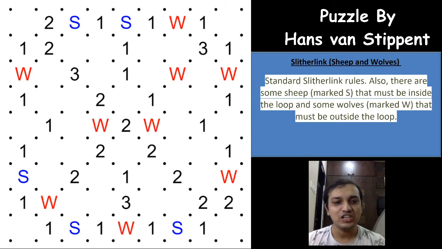Myself Ashish, and today I'll be covering a video on a puzzle genre called Sheep and Wolves puzzle. It is nothing but a variant of a Slitherlink puzzle, and the constructor of this puzzle is Hans van Stippend, and this puzzle was featured on the gmpuzzles.com website, one of the best websites for puzzles and Sudokus.